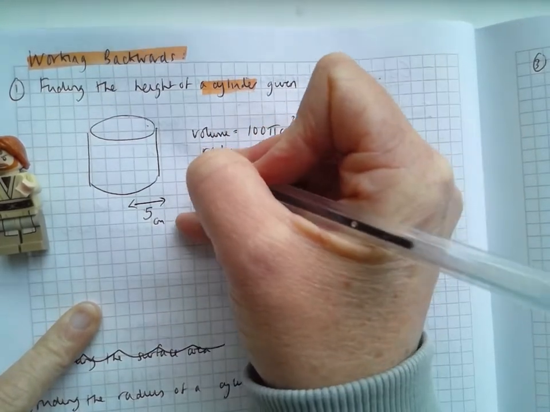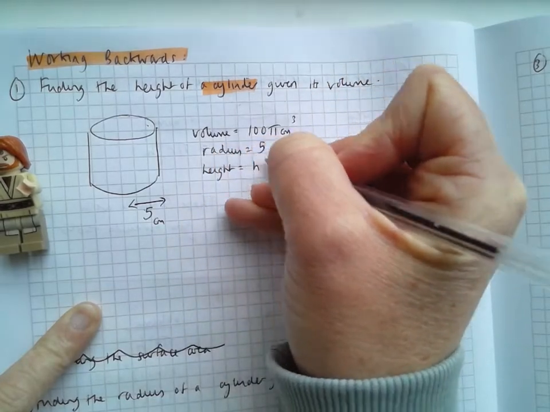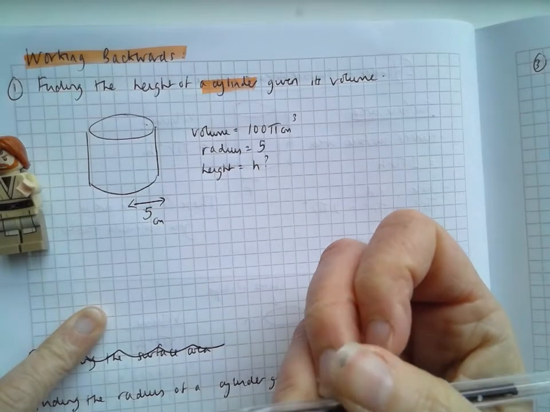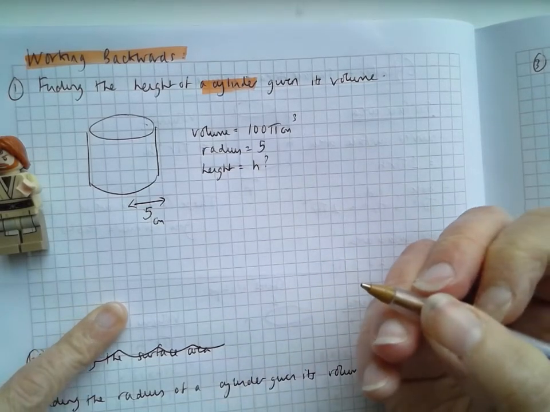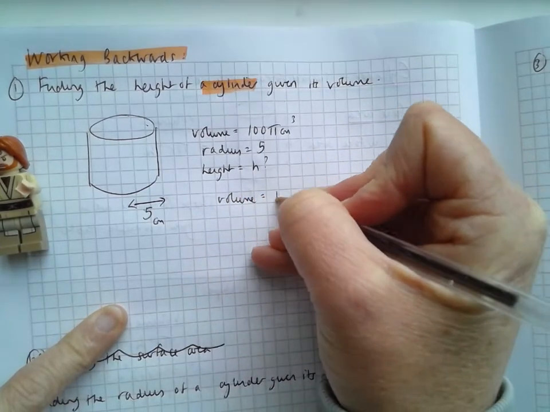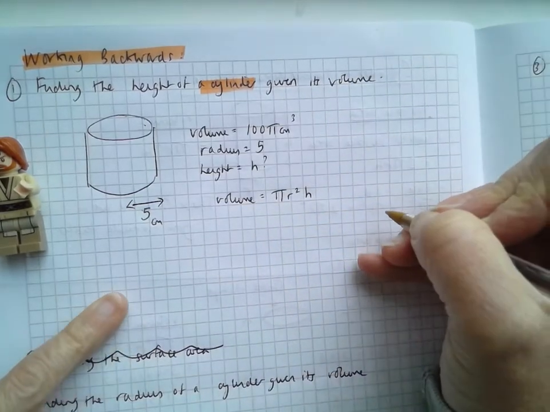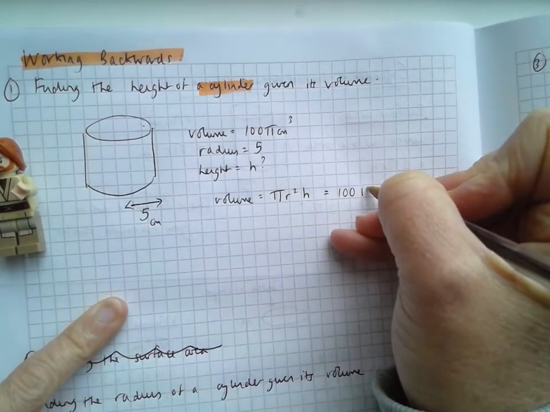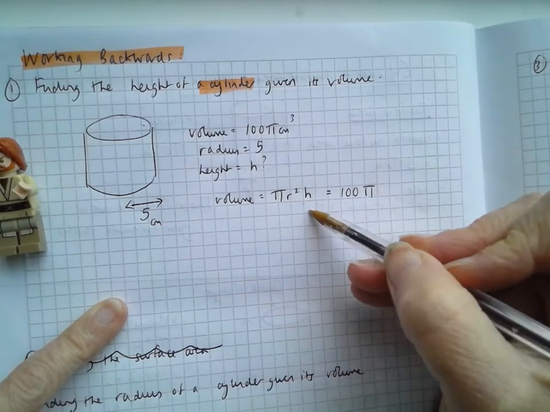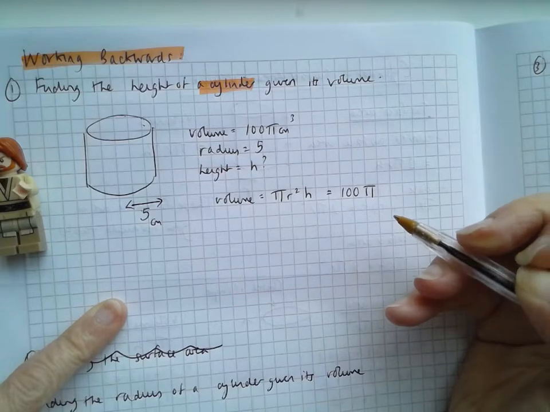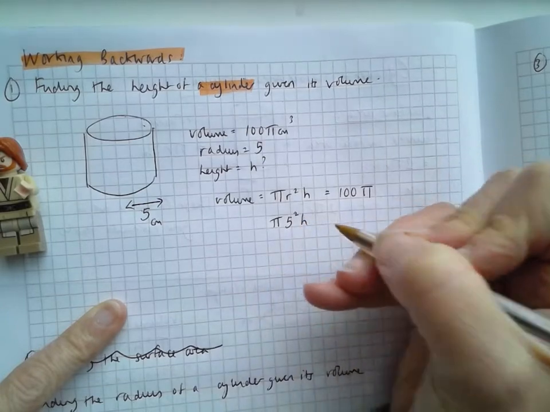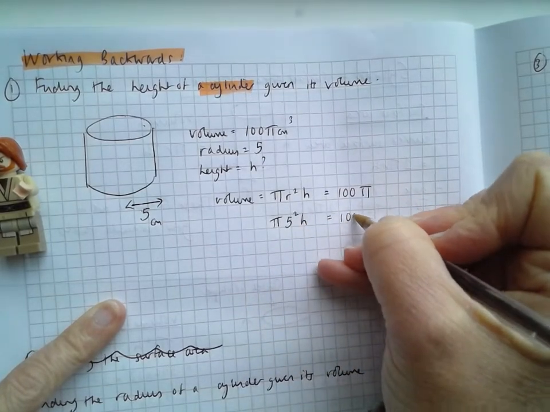So I suppose what we could do is try lots of different examples to find lots of different heights and see whether any of them give us a volume of 100 pi. But there is a more systematic way to go about it. First of all, we'll write down our formula for the volume of a cylinder, which is pi r squared h, and we know that the volume is 100 pi. So if these both represent the volume of this cylinder, then pi r squared h equals 100 pi. We know that the radius is 5 though, so 5 squared can go in there. So pi by 5 squared by h equals 100 pi.